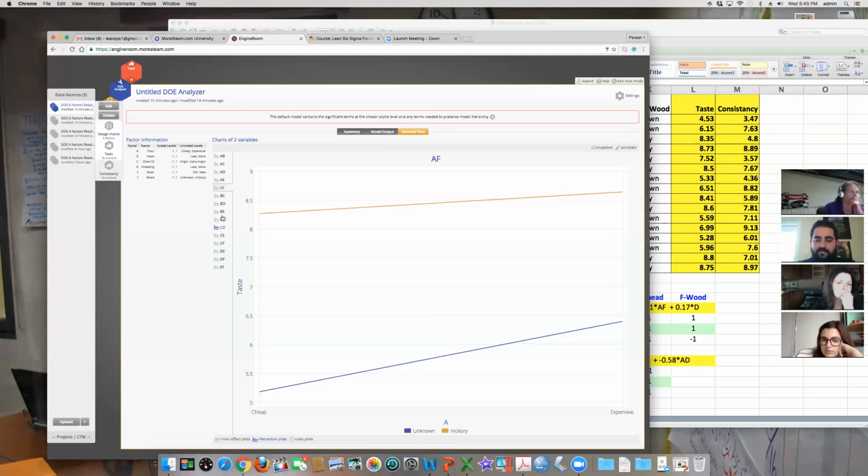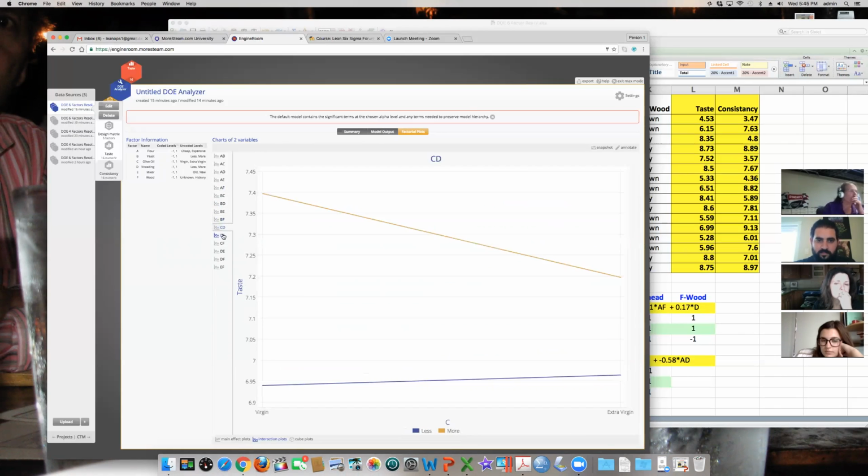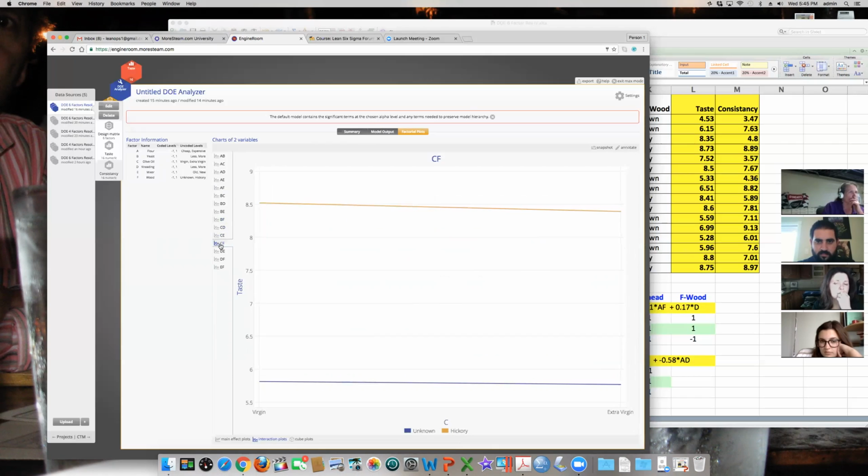Let me see what the BE crosses over. So that's the one that we're aliased with the AF. Let me click through a few more of these. Okay, so it looks like CD is a big interaction between olive oil versus old and new machinery. Depending on what questions you have or things you might be interested in figuring out, these things can supply you with some additional insights.